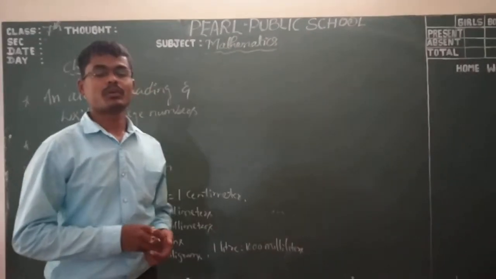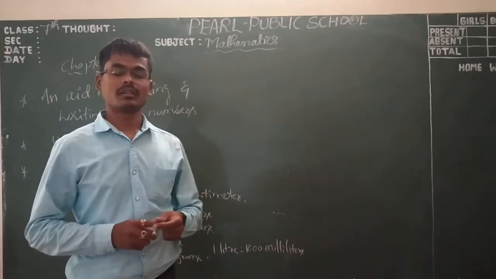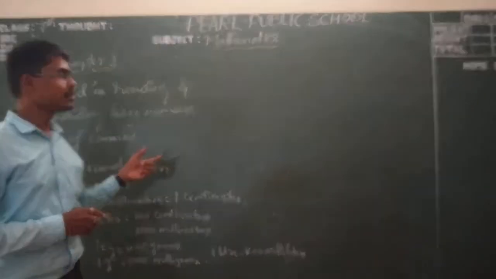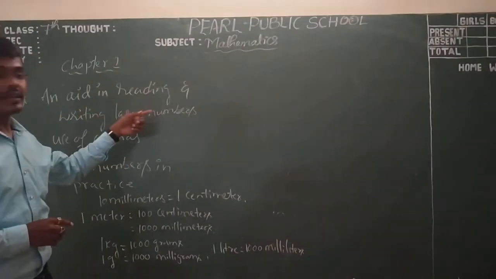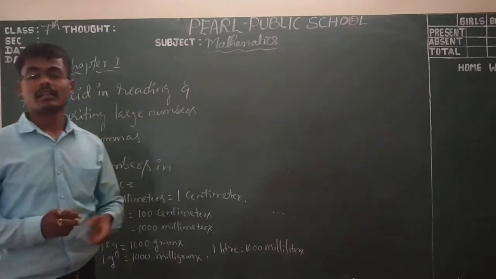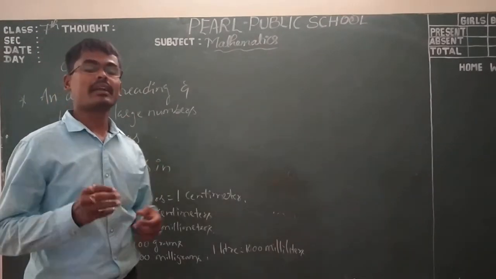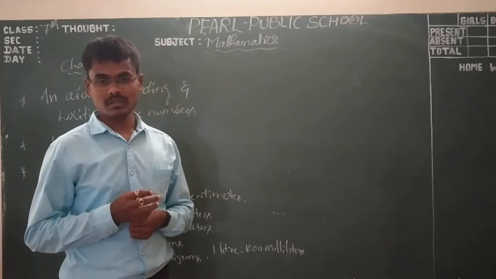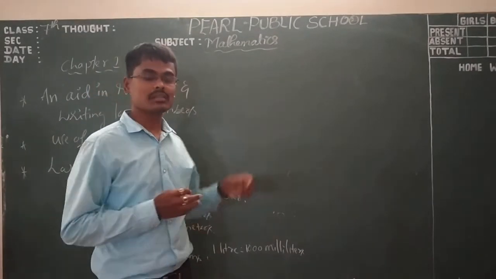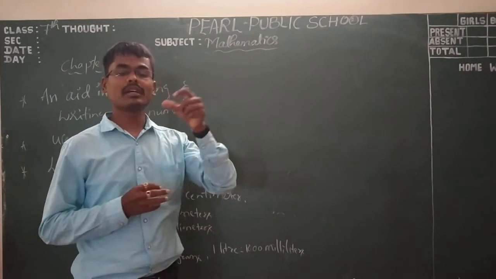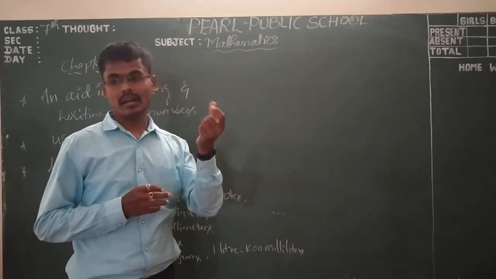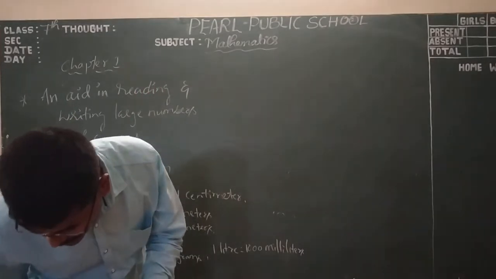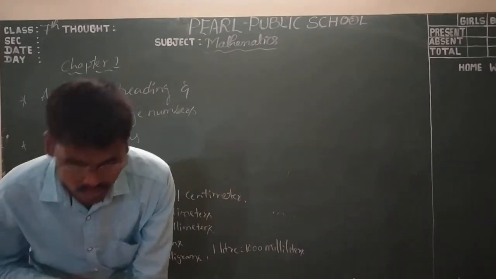Students, now I am going to continue with chapter number 1, that is Knowing Our Numbers. Now just look at the board what I have written here: an aid in reading and writing large numbers. How we can write and how we can read the large numbers. I will give some examples regarding this, then only we will get to know how we can read and how we can write the large numbers. Now I am going to write a number from your textbook like this.